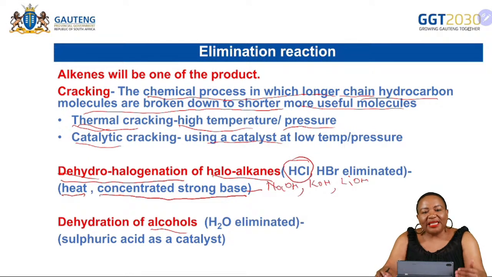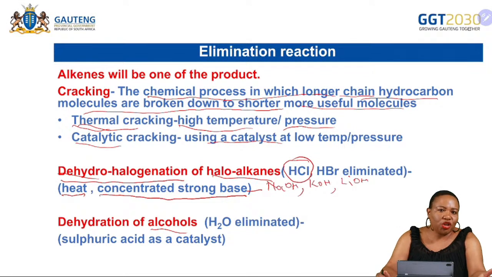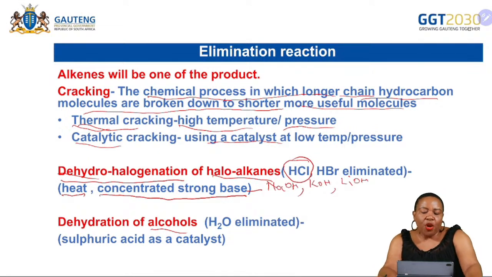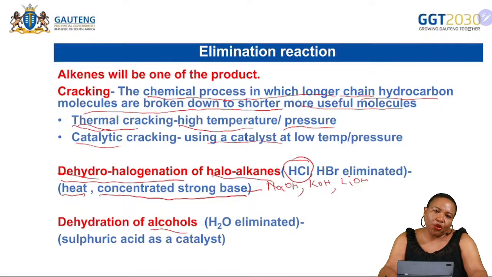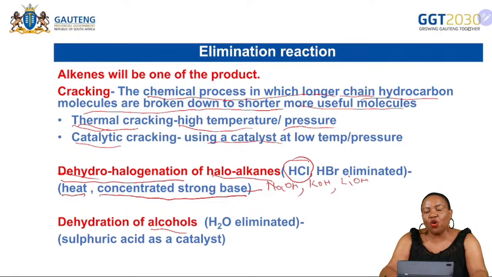Now, remember, dehydrohalogenation came after hydrohalogenation. The only thing that we've put is the D, because the addition reaction of hydrohalogenation was the addition of hydrogen halides. And then if you remove hydrogen halides, you say dehydrohalogenation. So it's hydrohalogenation, dehydrohalogenation. It's like register, deregister, because we are now removing a hydrogen halide from that compound. We are going to look at how we are going to do this dehydrohalogenation.